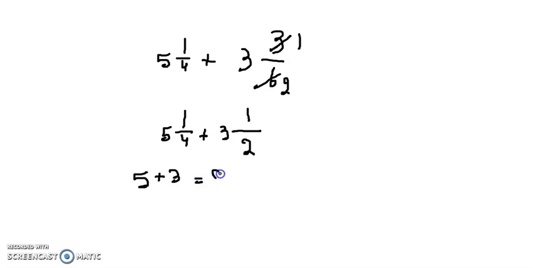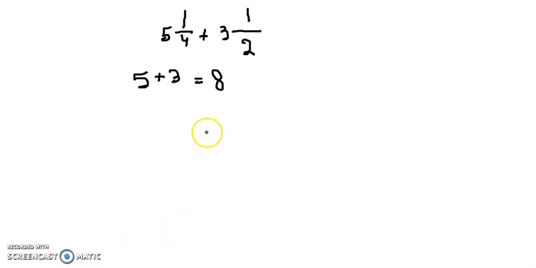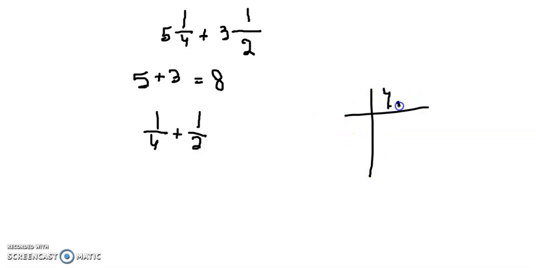Five plus 3, we will get 8. And the fractional part we can add separately. 1 by 4 plus 1 by 2. If we take the LCM of 4 and 2, 2 fours are 8, 2 twos are 4, so their LCM will be 2 times 2, 4.